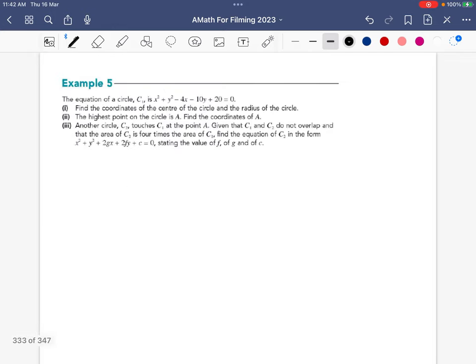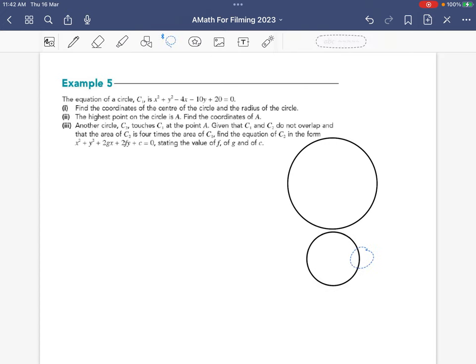So for part 3, another circle C2 touches C1 at the point A. They say that the two circles do not overlap and that the area of C2 is 4 times the area of C1. Rough sketch again. So now C2 is a bigger circle. Then we have C1, which is a smaller circle like this. The two will touch but do not overlap.